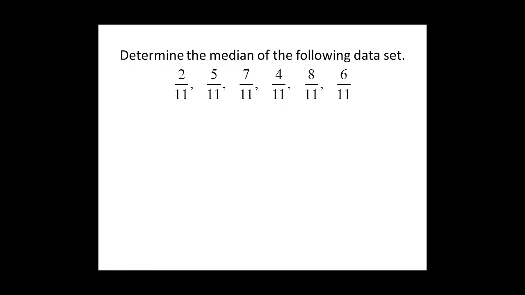Determine the median of the following data set. To determine the median, we need to put the numbers in order from least to greatest. When dealing with fractions, we would need to have a common denominator in order to order the fractions. In this problem, the denominators are all 11, so we need to only look at the numerators in order to put these in order. The smallest numerator is the smallest number, because all of the numbers have the same denominator. So as I put them in order, I will cross them off to keep track of what I've already used.